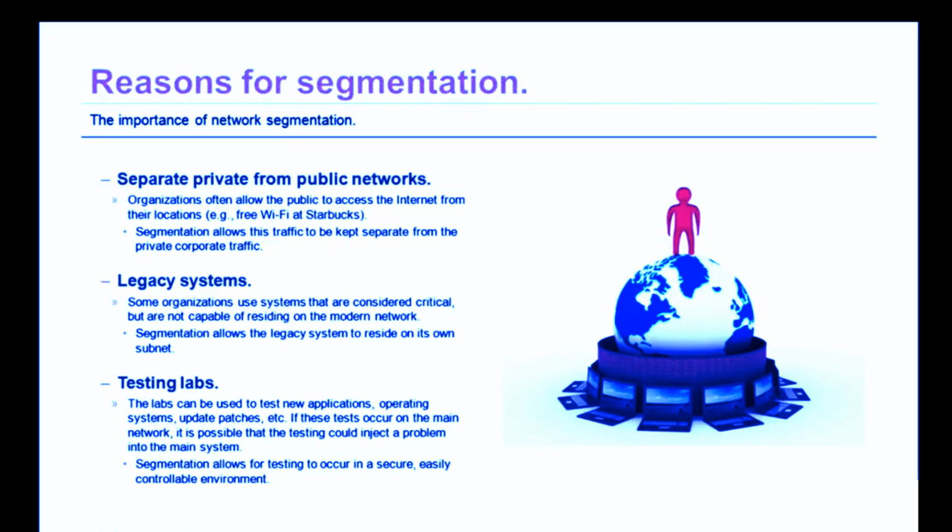Then there are testing labs. The lab can be used to test new applications, operating systems, update patches, so on and so forth. If these tests occur on the main network, it is possible that this testing could inject a problem into the main system. Segmentation allows for the testing to occur in a secure, easily controllable environment.